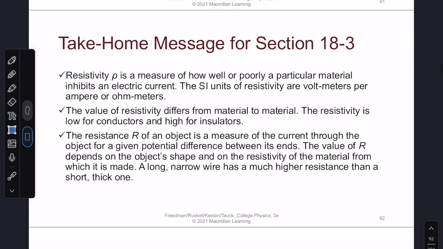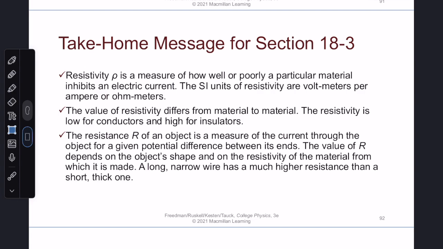So let's wrap up this section. We introduced resistivity, and that's just a measure of how well or how poorly a material resists or inhibits current. If it inhibits it very well, then the resistivity will be high, which means it doesn't allow current to pass very easily. If it inhibits it poorly, that means there is not a lot of inhibition and the current is going to be high.